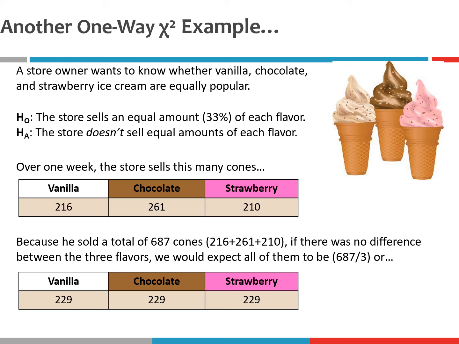Okay, so what we're trying to find now with our one-way chi-square test is whether either of these values in the first table are significantly different from the expected value of 229, right? So is 216 significantly different from 229? Is 261 significantly different from 229? Or is 210 significantly different from 229? Right? We know that they are different values from those that we expected, but are they significantly different?